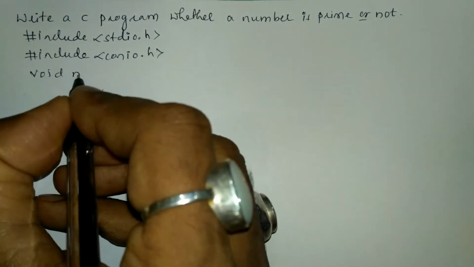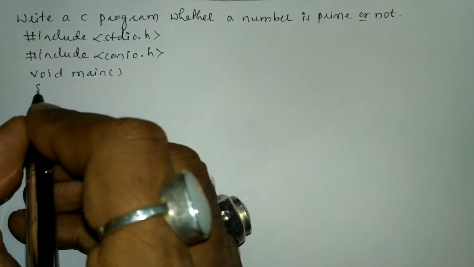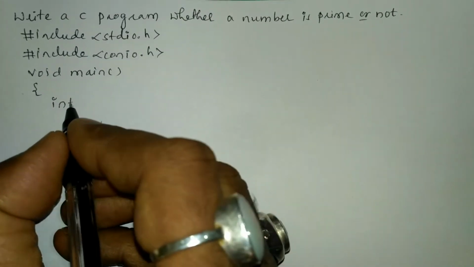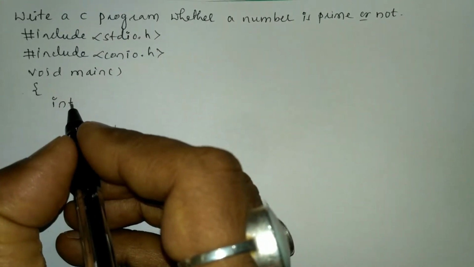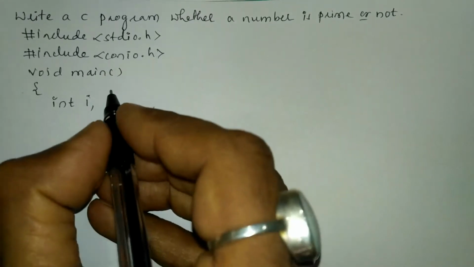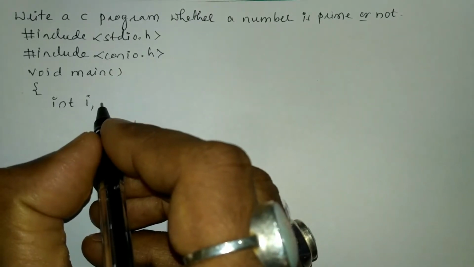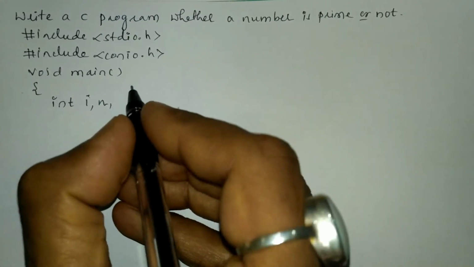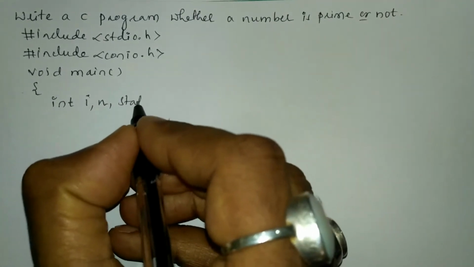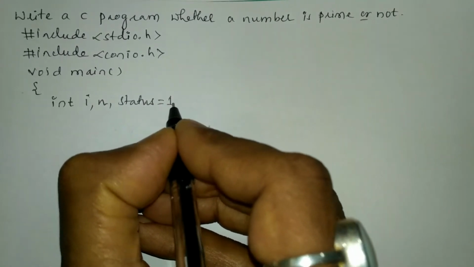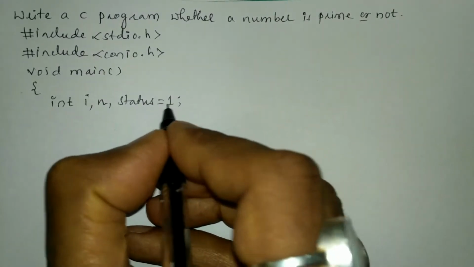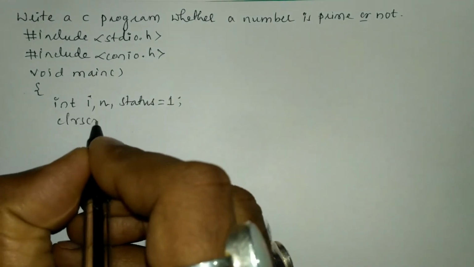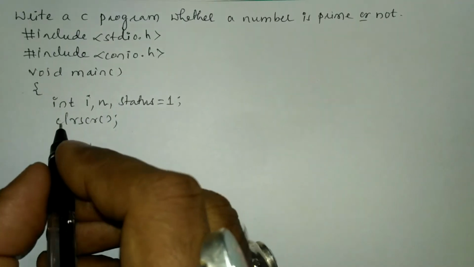Now we'll write the void main function, curly open brace, and here I'm going to declare all the necessary variables which are to be used in the program with the data type int. I'll write i, it is used for index numbers in an iterative statement, and then n, that is the number, and one more variable called status, equated with value 1. So 1 always represents true.